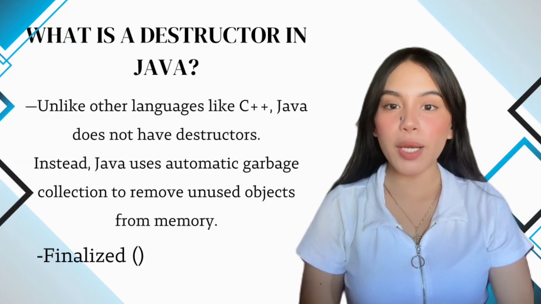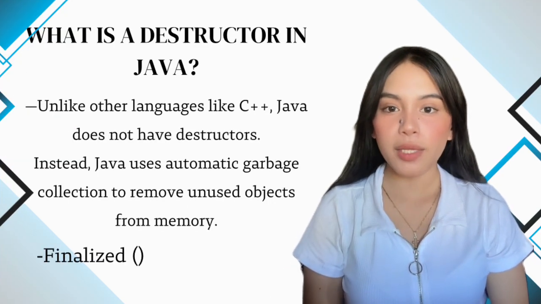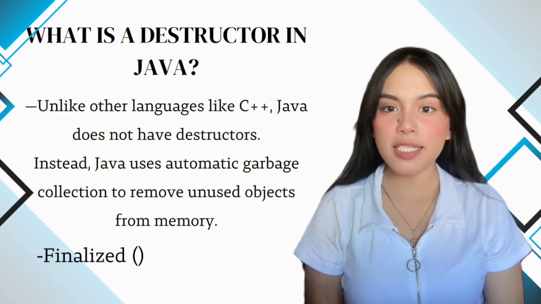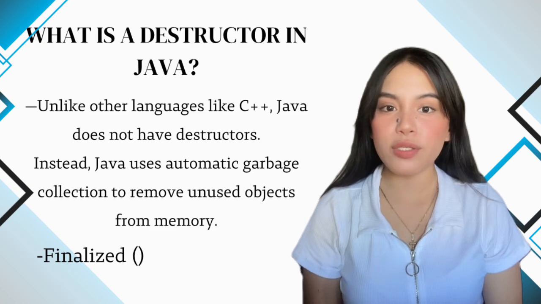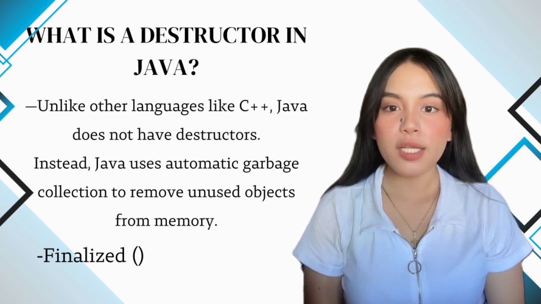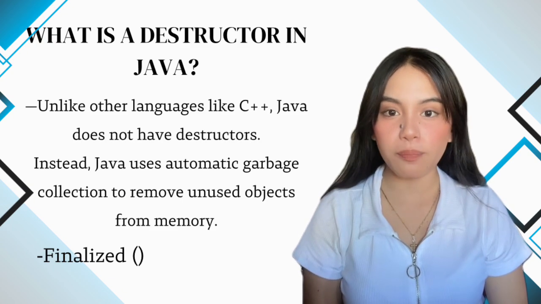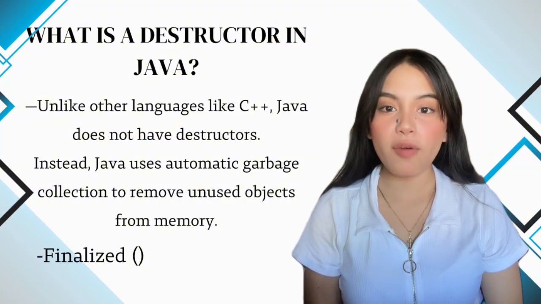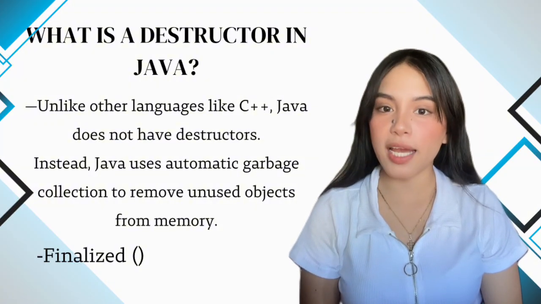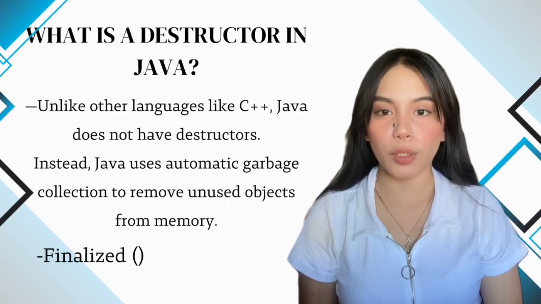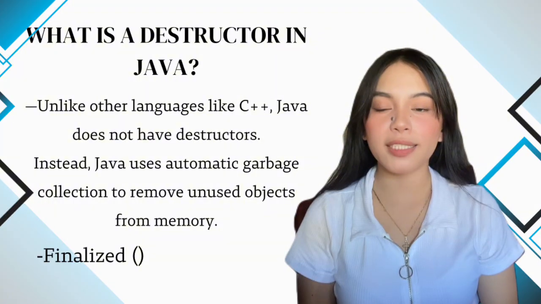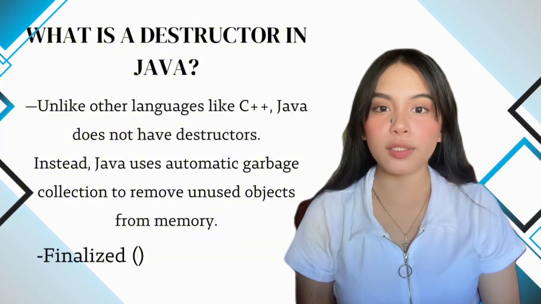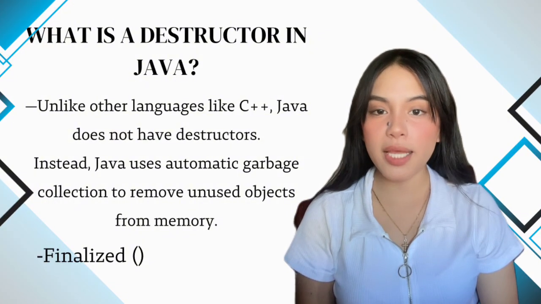Next, let's define what a destructor is in Java. Unlike other languages like C++, Java does not have destructors. Instead, Java uses automatic garbage collection to remove unused objects from memory. However, Java provides a special method called finalize, which works like a destructor. It is automatically called by the garbage collector before the object is deleted. We can use it to release resources or display a message when an object is destroyed.